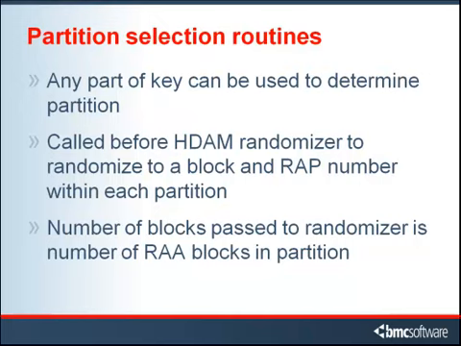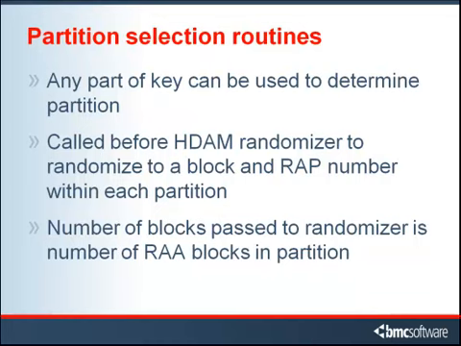Over time, you may need to add or remove partitions. If you don't use a partition selection routine, or if you don't use a two-stage randomizer, you unload all records in your database, sort them, and reload them, which can cause a significant outage. A partition selection routine might be convenient because any part of the key can be used to determine the partition.